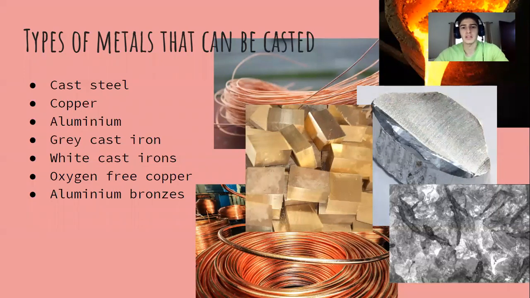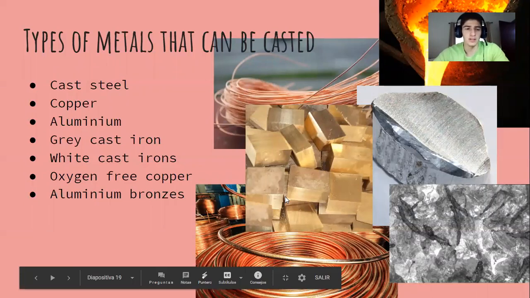The types of metal that can be cast. As we can see, we can cast a lot of metals in this process, like cast steel, copper, aluminum, gray cast iron, white cast irons, oxygen-free copper, aluminum bronzes, and some others. But the main three that are usually used in this process are cast steel, copper, and aluminum to create different products, as we're going to see later in this presentation, in the applications.